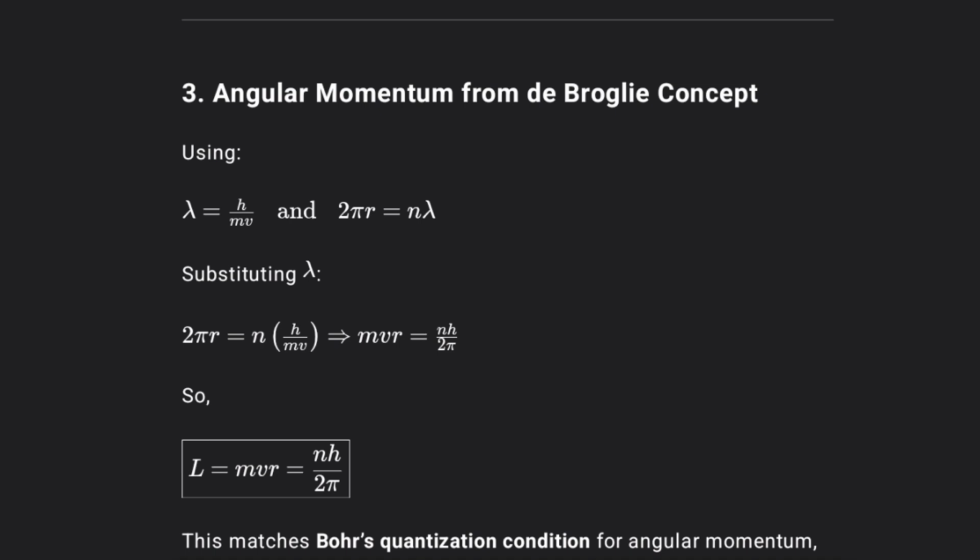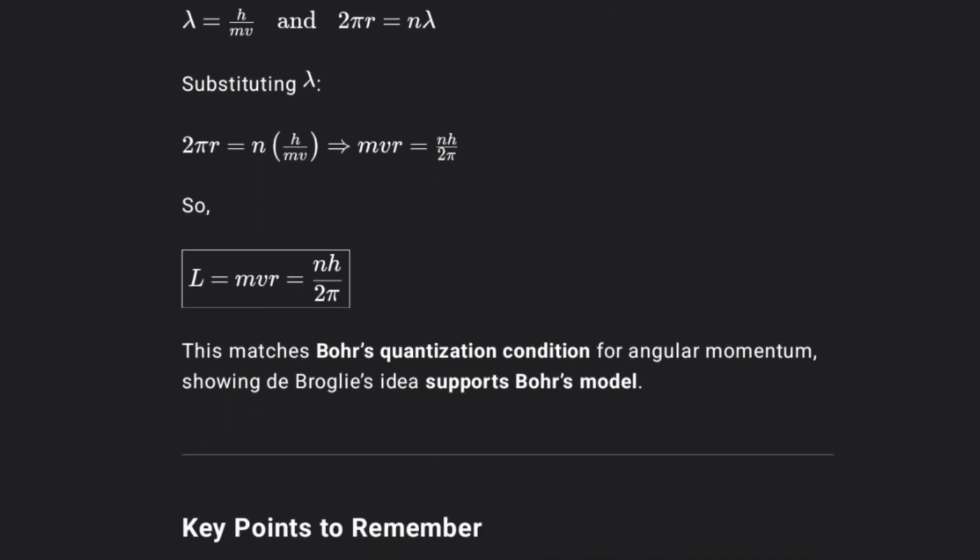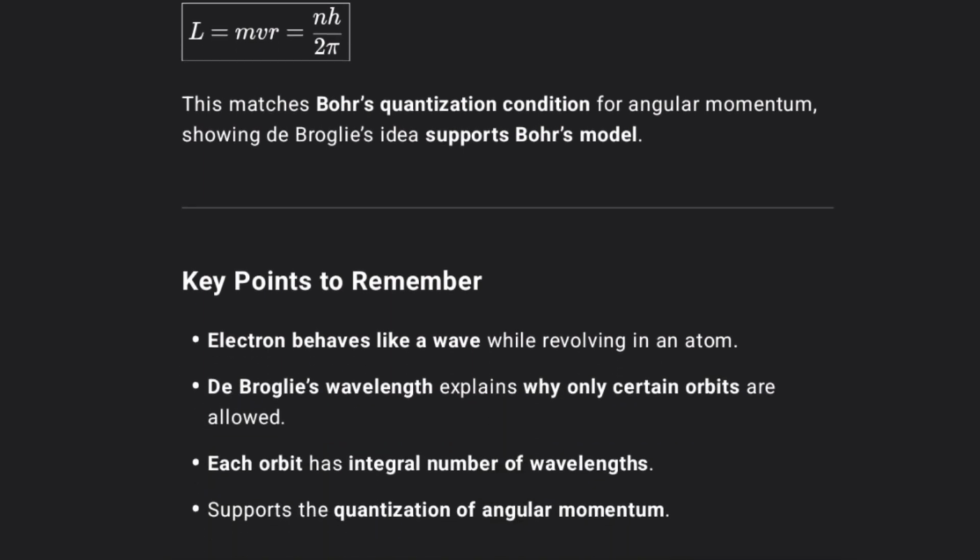Key points to remember. The electron behaves like a wave while revolving in an atom. De Broglie's wavelength explains why only certain orbits are allowed. Each orbit has an integral number of wavelengths. This supports the quantization of angular momentum.